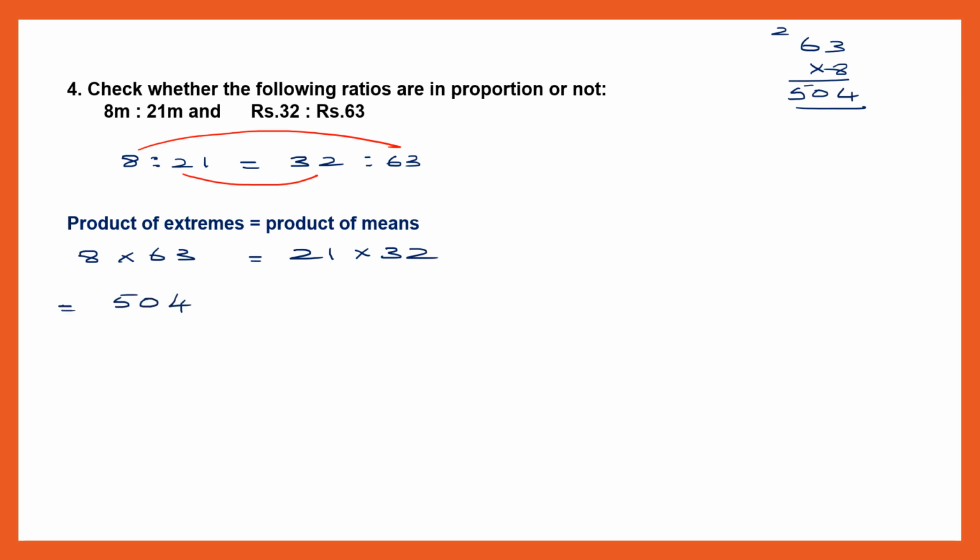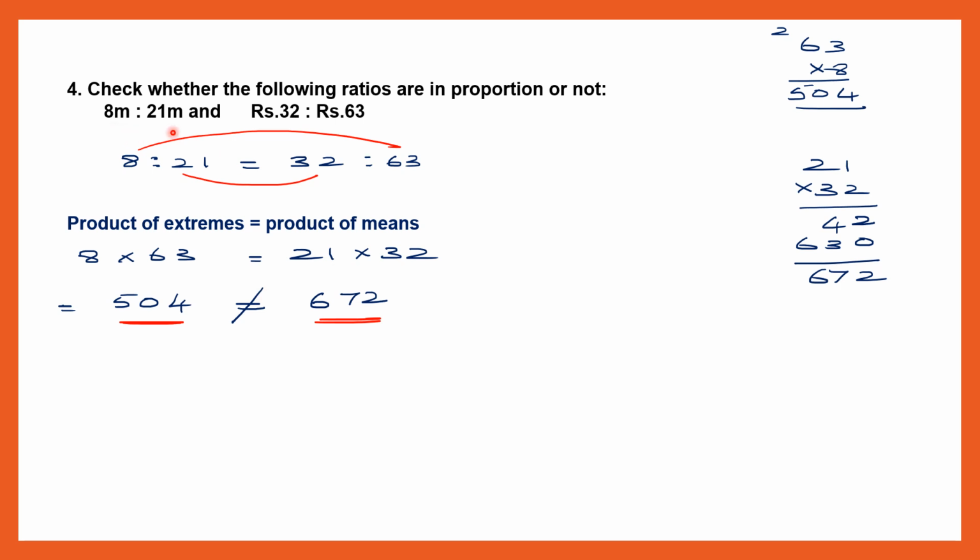Now let's multiply here and see. So 21 into 32. 2 ones are 2, 2 twos are 4, then 3 ones are 3, 3 twos are 6. So 2, 7, 6. So here what do we have? 672. As you can see, the left hand side and the right hand side are not equal. That means these two ratios, that is 8 meters is to 21 meters and 32 rupees is to 63 rupees, they are not in proportion. So we need to say the ratios are not in proportion.